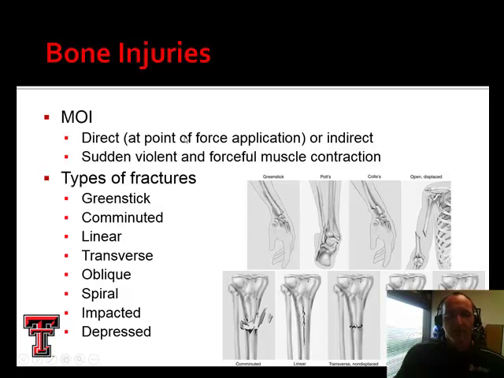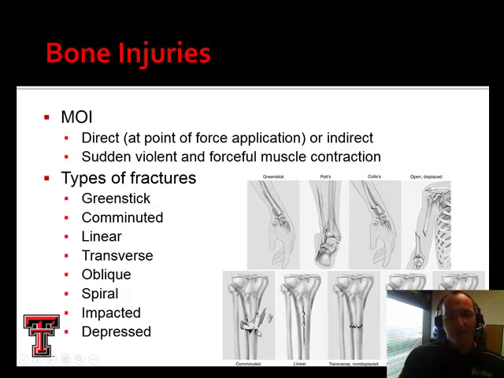Mechanism of injury for bone injuries: we can have a direct, where we've got force application. So you're hit in the face with a line drive, then that ball causes a direct fracture. Or it can be indirect, from that bone being applied force. It can also result from sudden, violent, forceful muscular contraction in the case of an avulsion injury. So several different types here we see. In the case of skeletally immature patients, green stick fractures are relatively common.